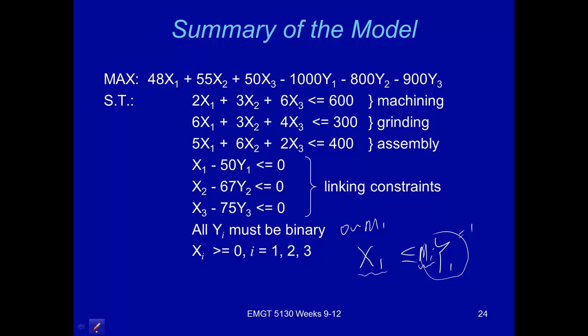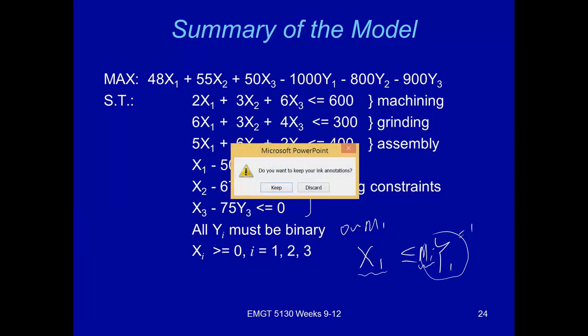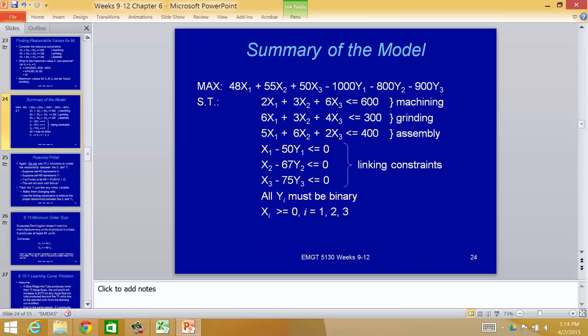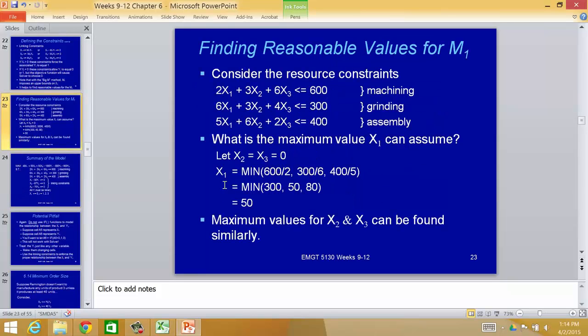We did that by assuming, for x1's upper limit, that x2 and x3 are 0, and we use the right-hand side divided by the coefficient of x1 in these three constraints and find the minimum value among them, which is 50. And we concluded that 50 is the maximum value that x1 can be.